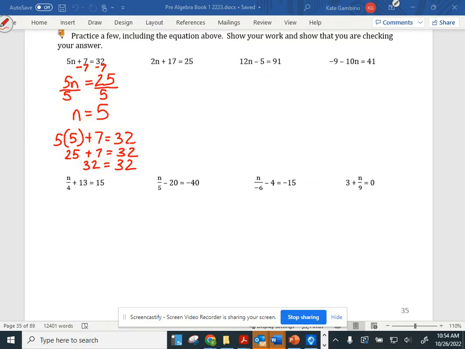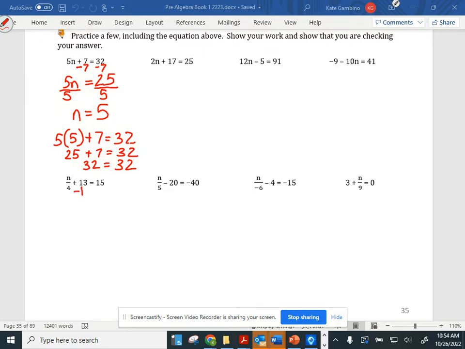Let's do one more together. Which one do you guys want me to do? Last one. Let's do a division one. So I did multiplying once, now let's do a division one. n over 4 plus 13 equals 15. What is my first step going to be, Emmett?